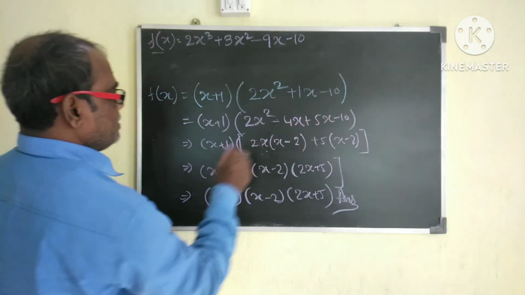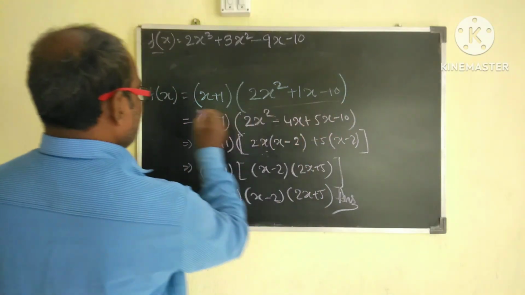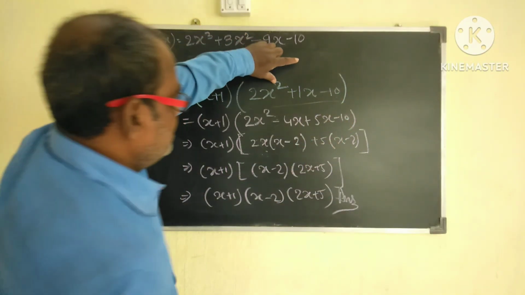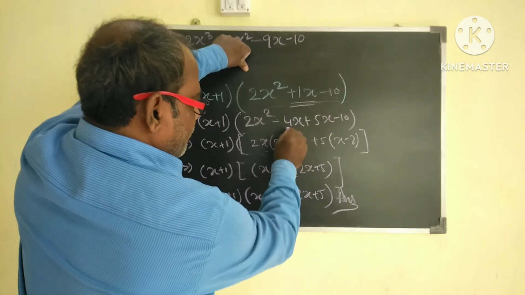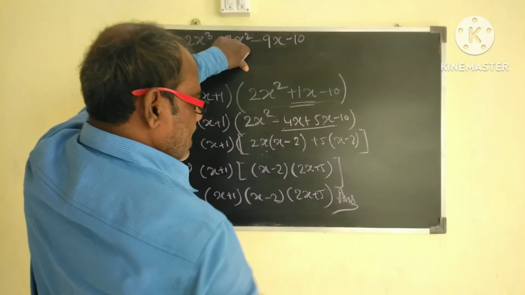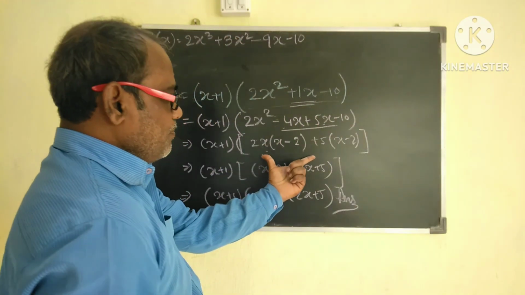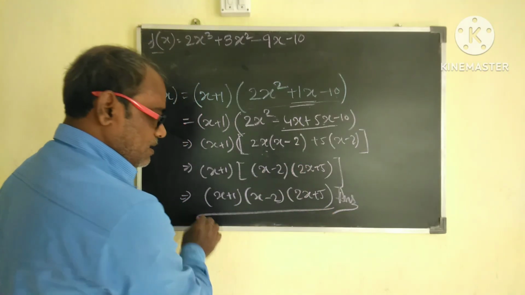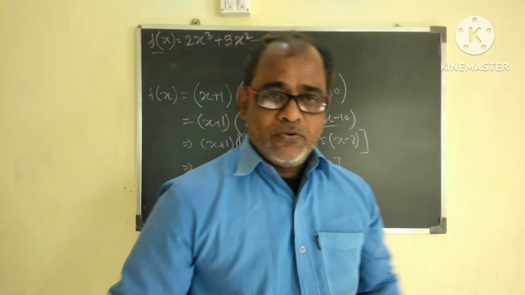So in the previous one, f of x can be written in terms of this. Then finding the middle term, we got the middle term as minus 4x plus 5. Then doing the same process and factorizing, the final answer will be this. In this way you can get full marks.